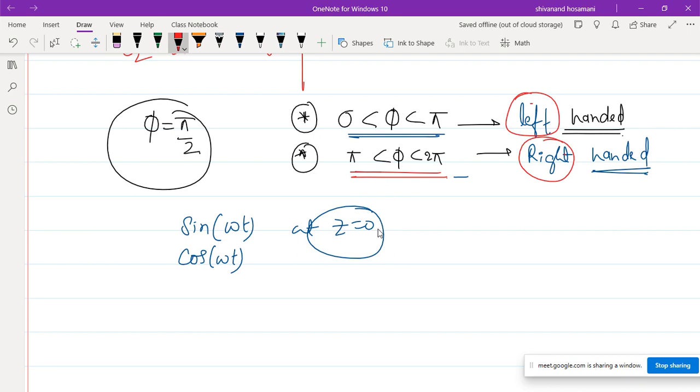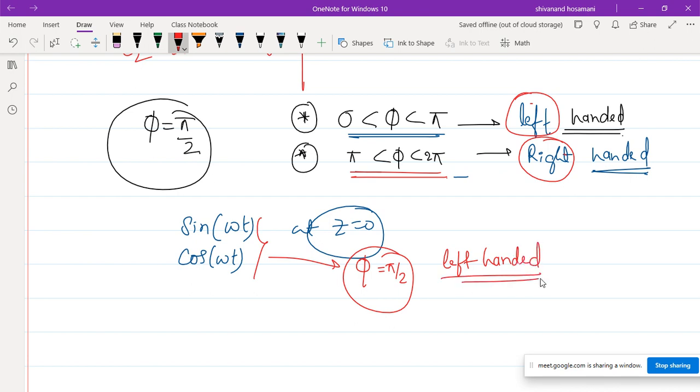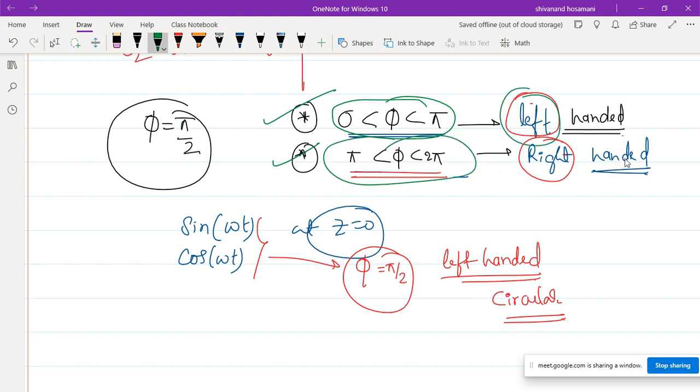So the answer in this case is, as these two differ by a phase difference of pi by 2, these two waves are left-handed, and moreover they are left-handed elliptical or circular. This is left-handed circular. Is that correct? This is the main point we need to remember. If the phase difference is 0 to pi, it will be left-handed. Pi to 2 pi is right-handed.